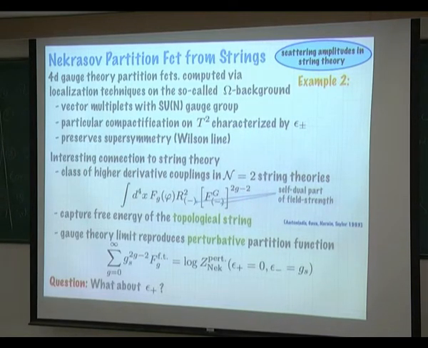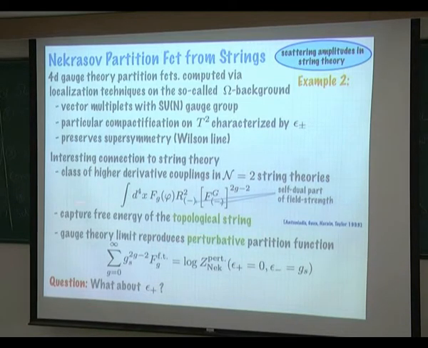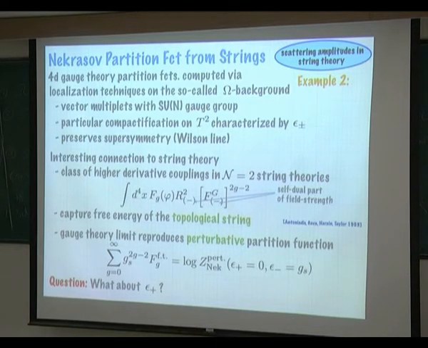The question which of course remains, what happens to the other parameter epsilon plus? I mean, here it's set to 0. Is there another class of amplitude which allows me to get the full Nekrasov partition function? And does this also maybe tell me something about the generalization of the topological string? Something which goes by the name of refined topological string now.